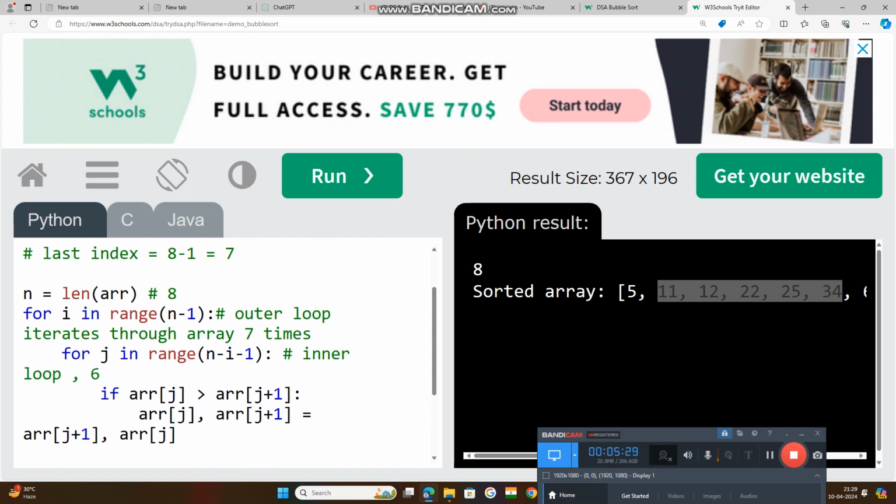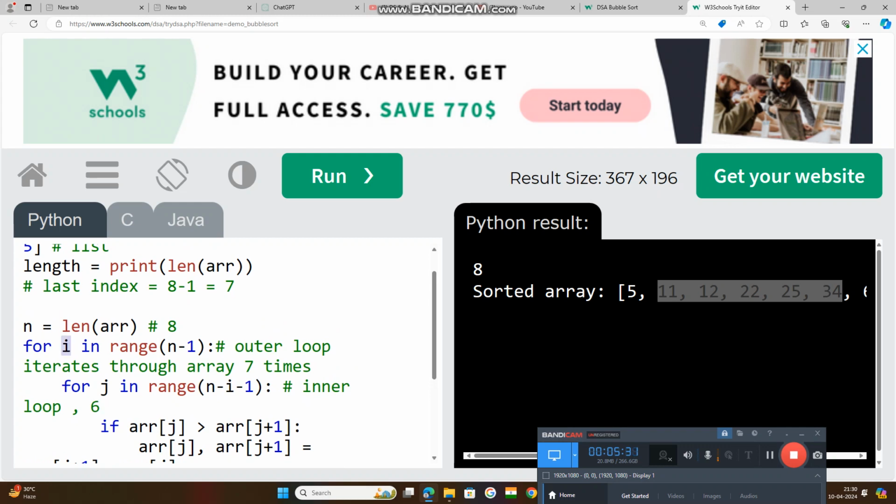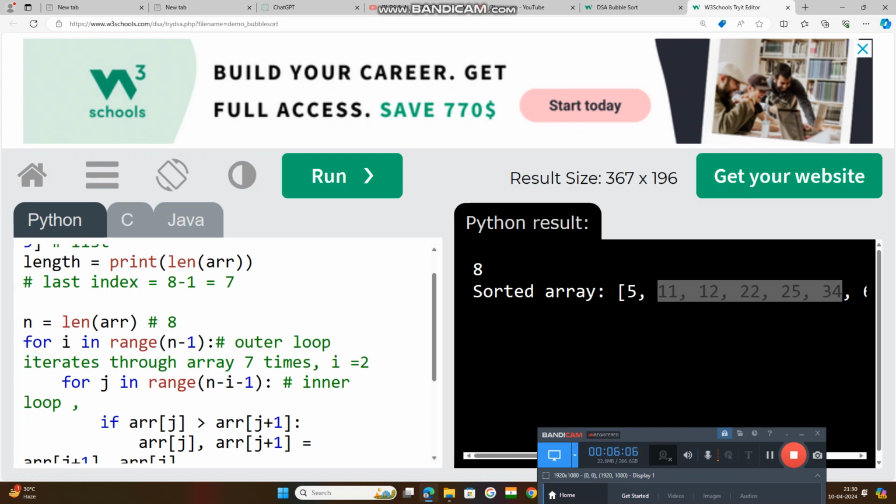6. Now I will become what? I becomes initially 0, then 1. Now I becomes 2. So now whenever I is equal to 2, it means the outer loop is at the third rotation: 0, 1, 2. Now j values will be n minus I minus 1, which is 8 minus 3. This value will be 5 at that moment.